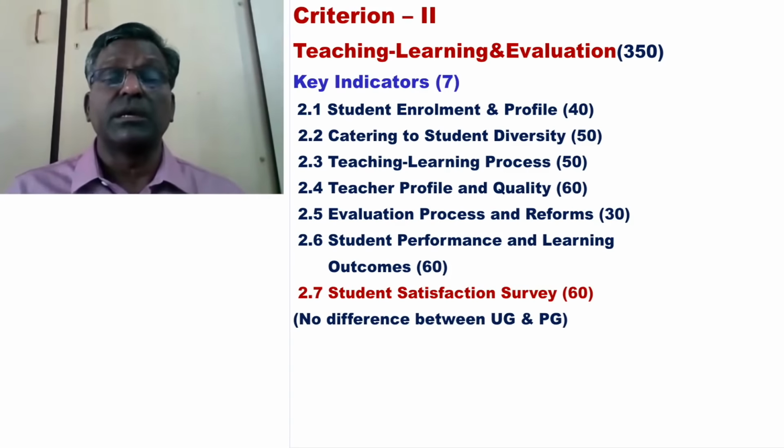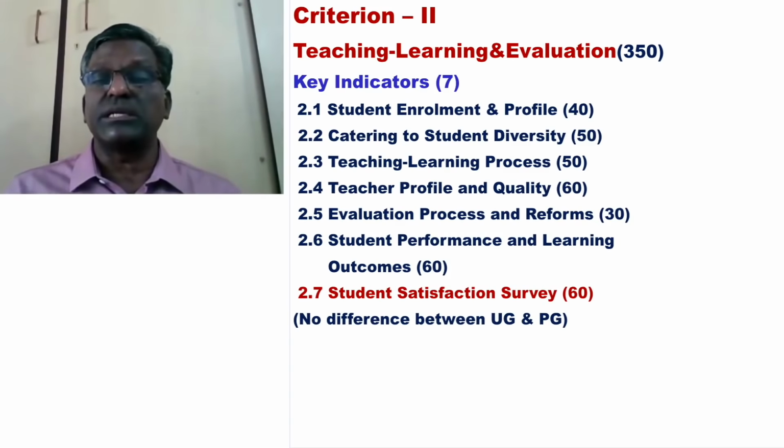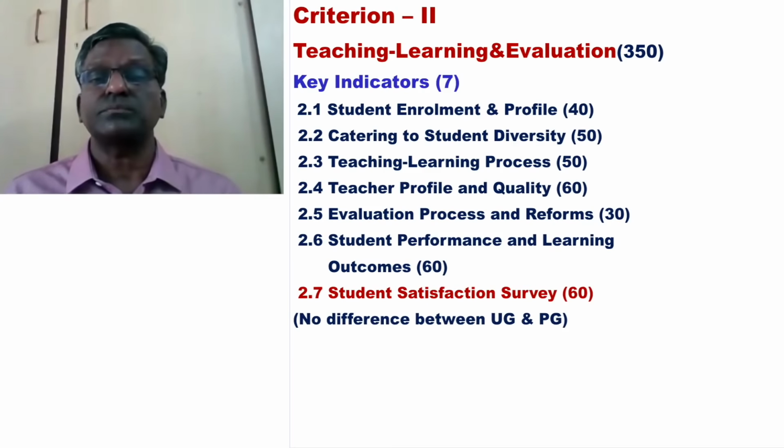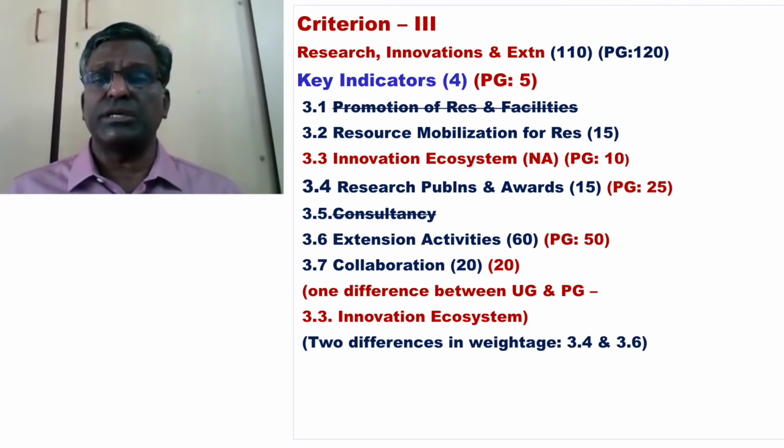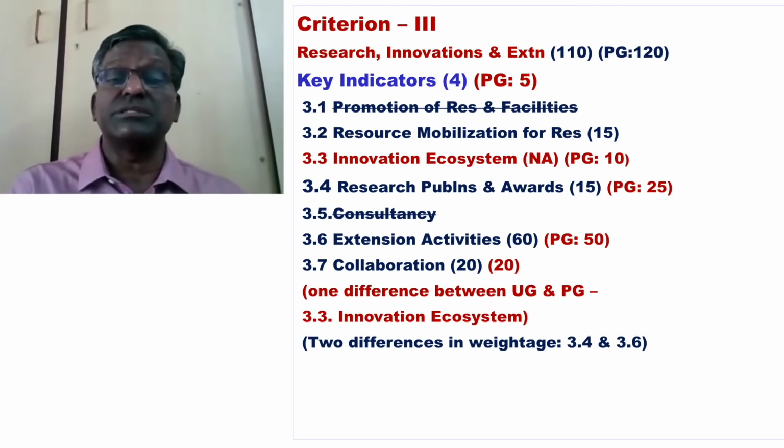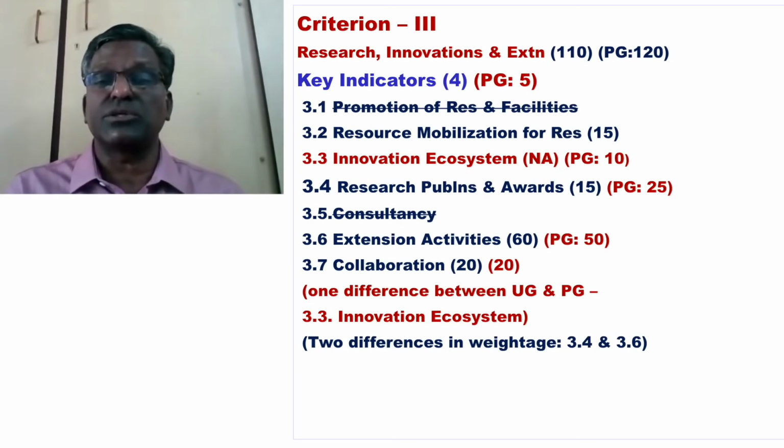So I repeat, for affiliated and constituent colleges, this is the most important criterion because it carries the maximum weightage. So therefore, affiliated and constituent colleges should pay attention to the 7 key indicators that constitute criterion 2. Now, criterion 3, in the case of affiliated and constituent colleges, it is only 110, whereas in the case of universities, it is more than double. And the reason is obvious.